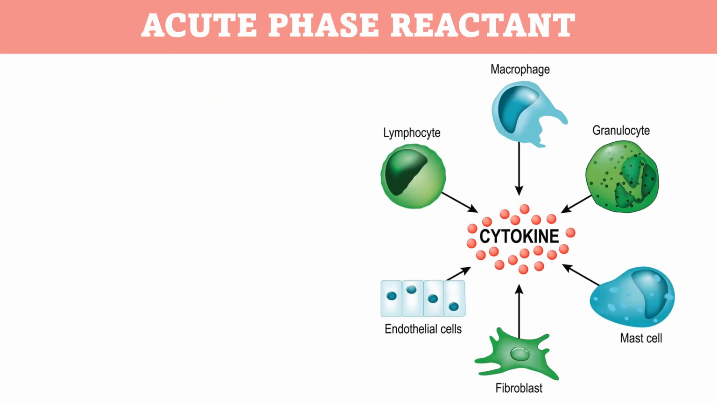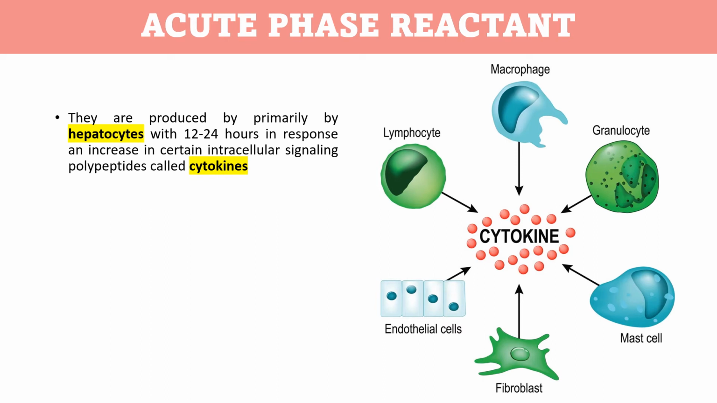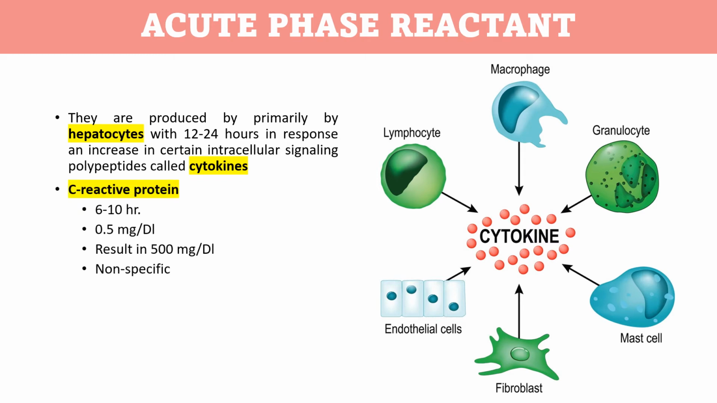Acute phase reactants. They are produced primarily by hepatocytes within 12 to 24 hours in response to an increase in certain intracellular signaling polypeptides called cytokines. C-reactive protein occurs in 6 to 10 hours, rising from 0.5 milligrams to 500 milligrams per deciliter, and is non-specific. Serum amyloid A occurs in 24 hours at 3.0 milligrams.